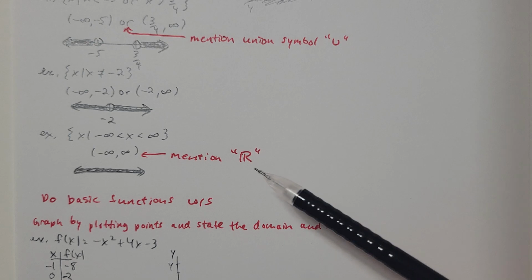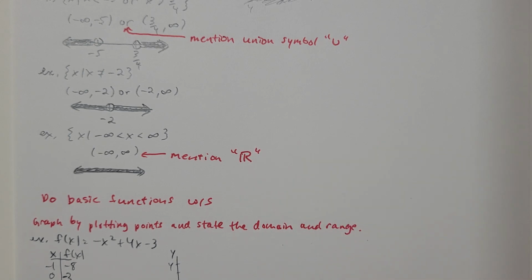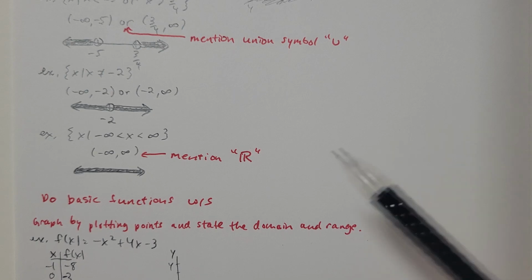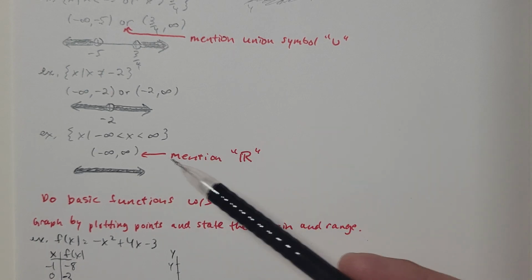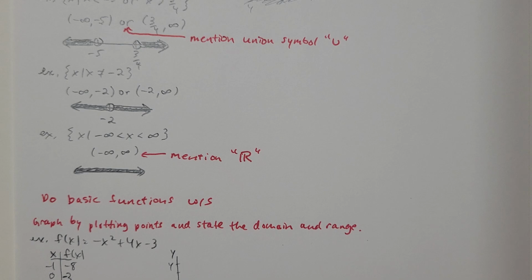Now, I can also use a capital script R to represent the set of all real numbers. You'll see that on some of the problems. You can use that if you'd like. Or you can just write out in words all real numbers. That means the same thing. And here's what that looks like on the number line, right? I'm shading every single number on the number line.